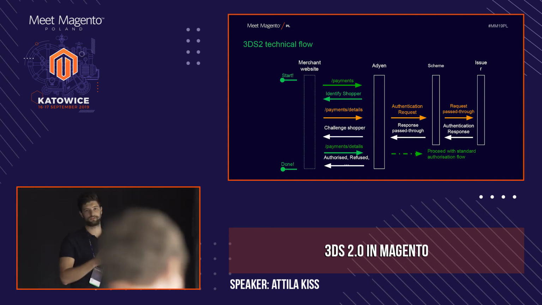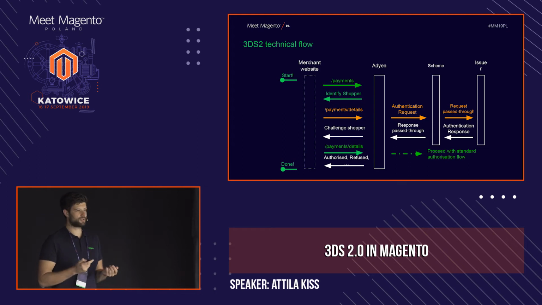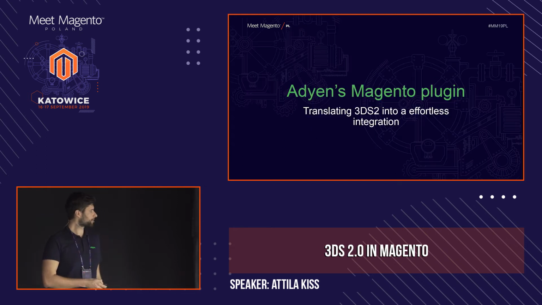With the challenge shopper, you do the same. You render the iframe on the front end. You gather the data from the customer. Basically, you do the authentication flow. And then you send back all the results that the challenge shopper component provides you to the payment details call. After this, you can get back the authorized, the refused, or the error result codes. And then you can redirect the shopper through the checkout process. Basically, you are done.